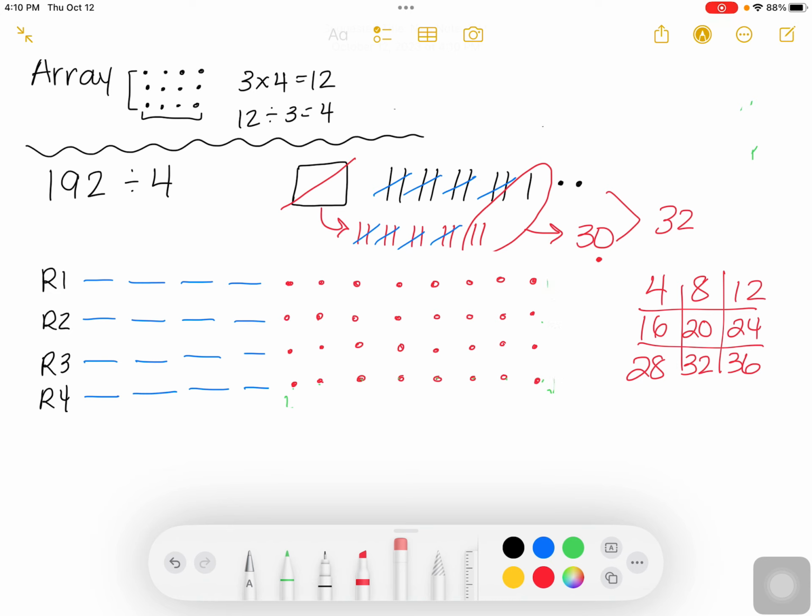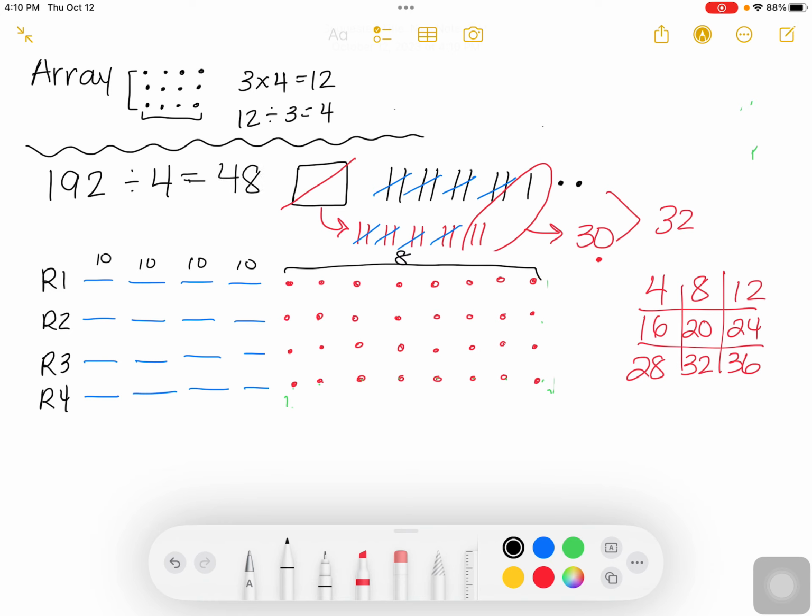But for right now, this representation helps to show that when I divide every row, 192 divided by 4 is going to give me 10, 10, 10, and 10. So I end up with 40, and then I had this 8. So then the answer is 48.